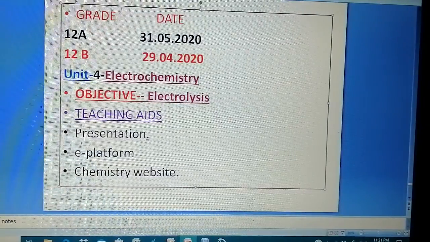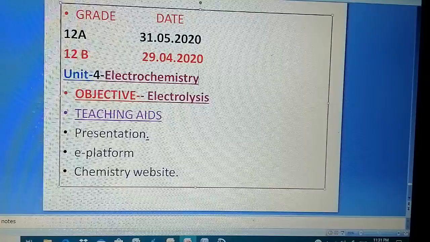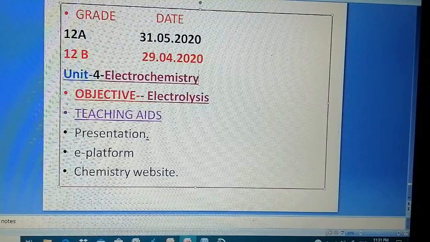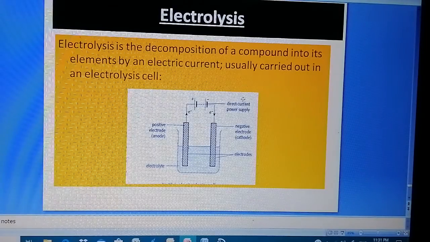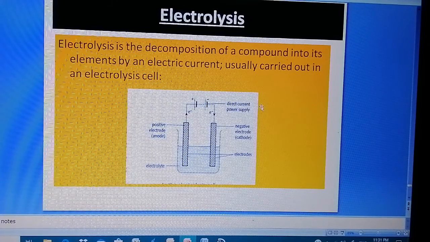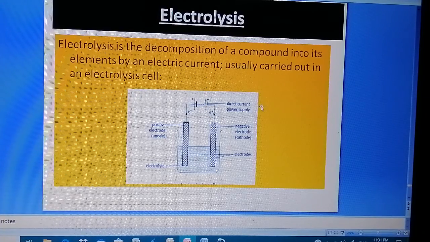Hi students, today's topic is electrolysis, unit 4 electrochemistry. So you all know about electrolysis. Electrolysis is a method of decomposition of complex compounds into simpler ones by passing electricity through it.